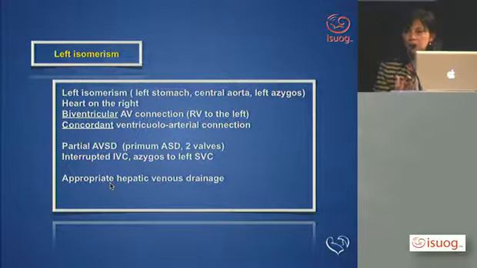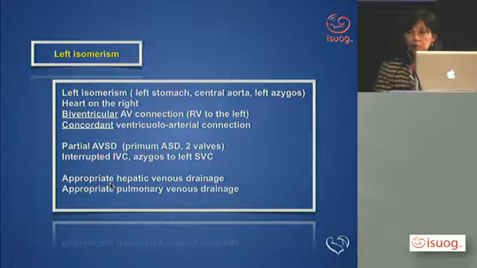And then we look for the hepatic veins, because they're not joining the IVC, because there is no IVC. So we find out that those hepatic veins are going to the appropriate atrium, which is the left-sided one in this case, and that the pulmonary veins are also going to the appropriate atrium, which in this case will be the right-sided one.